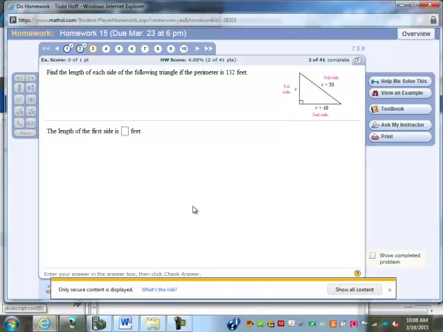Okay, so this one, it's asking the length of the first side. So we need to find the length of each of these sides, but to do that we have to find x. Well, how on earth can we do that from the information we're given here? It says the perimeter is 132 feet.